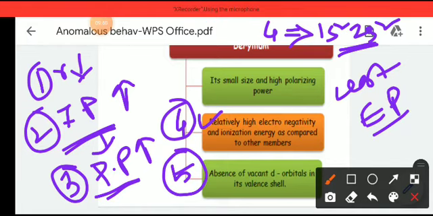The reasons behind the anomalous behavior are basically: small size, higher ionic potential, then due to higher ionic potential, higher polarizing power. Number 4, least electropositivity, and number 5, absence of d orbitals, or vacant d orbitals.